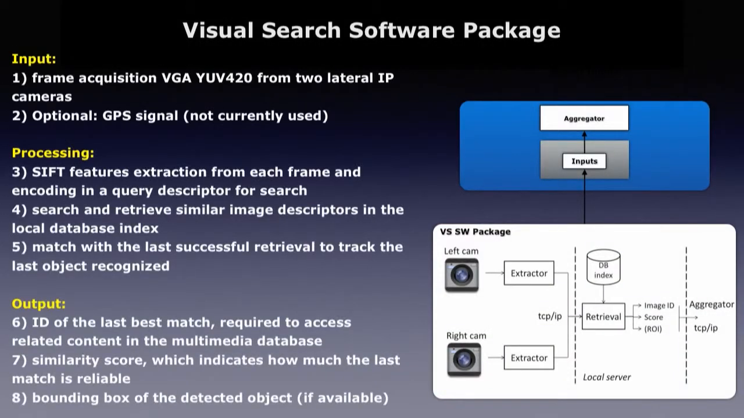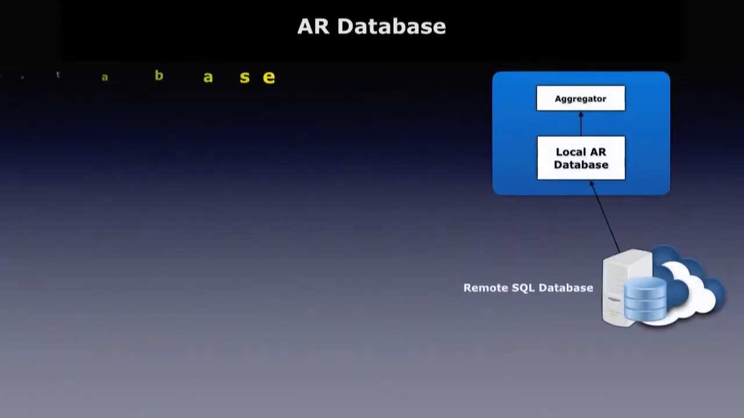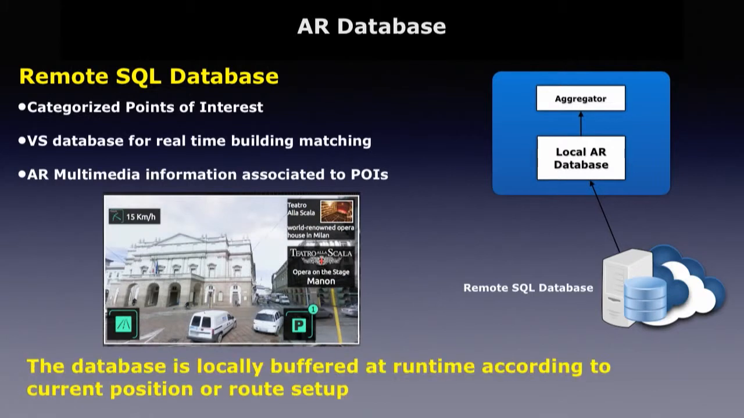The visual search package runs on a separate device, detects possible building matches and sends the result directly to the aggregator. The visual odometry package works in a similar way and uses the last GPS fix to start calculating interpolated coordinates. The remote database contains several pieces of information, such as points of interest, images for visual search comparison, and even multimedia data. It is locally buffered when needed to save time.